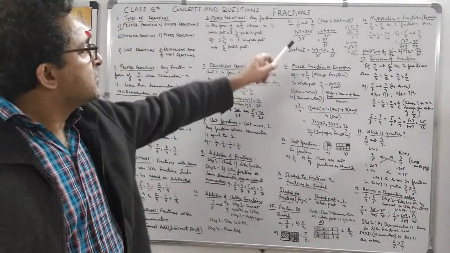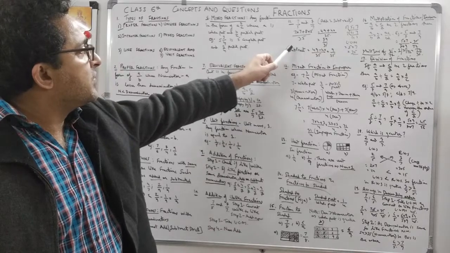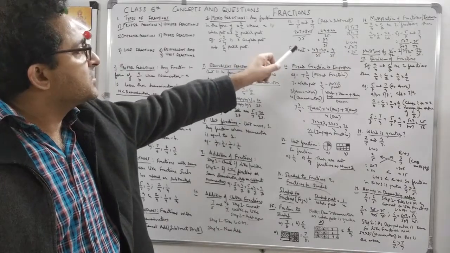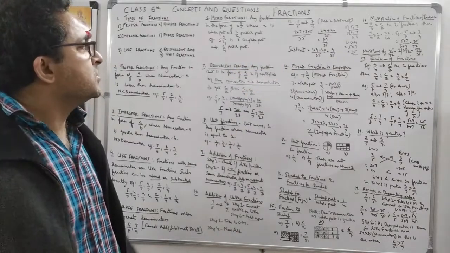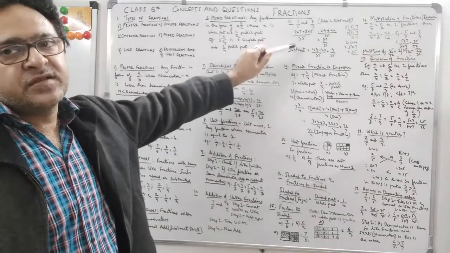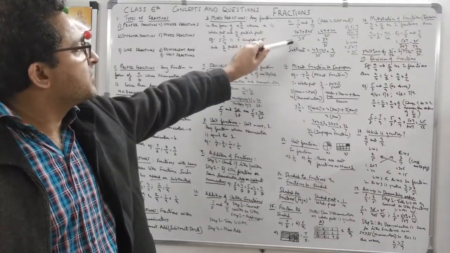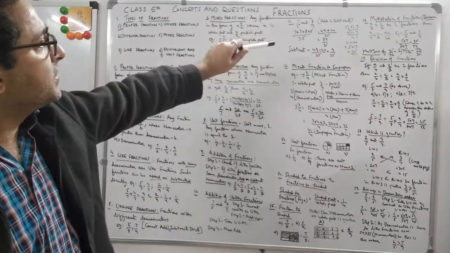So because we have taken the LCM and we converted this to a like fraction, because we had the same denominator 35, then we can simply add it together.